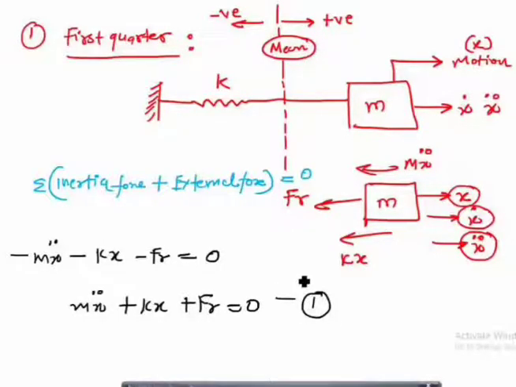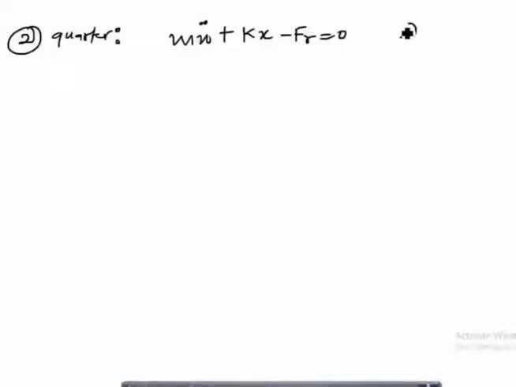Now similarly you have to do the analysis of the second quarter, third quarter and fourth quarter. So this you can do on your own. I will just show you what equations we are getting. For the second quarter, by doing the same analysis by considering the free body diagram, you will get the equation mx double dot plus kx minus fr is equal to 0. Let me call this equation number 2.